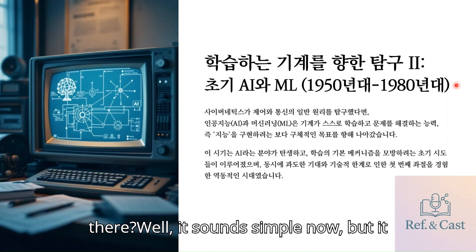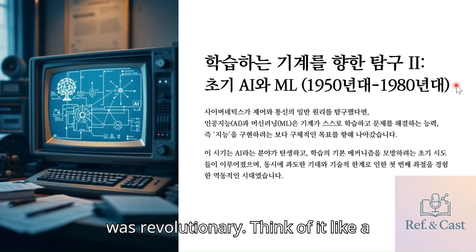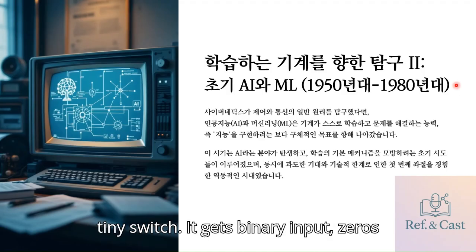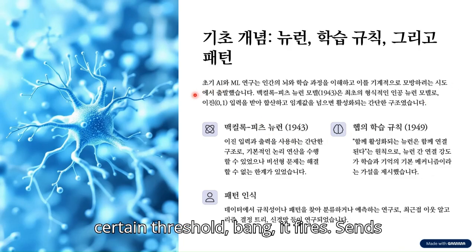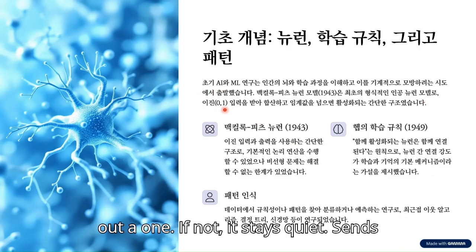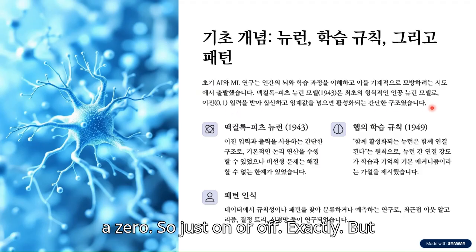Well, it sounds simple now, but it was revolutionary. Think of it like a tiny switch. It gets binary input, zeros and ones. Okay. Adds them up. If they hit a certain threshold, bang, it fires. Sends out a 1. If not, it stays quiet, sends a 0. So just on or off.